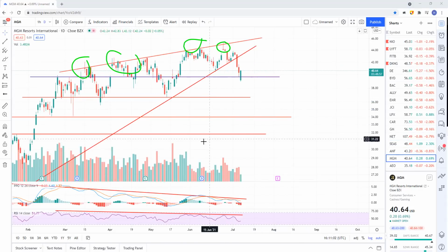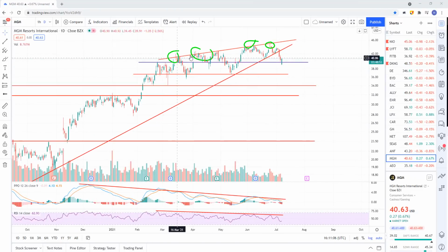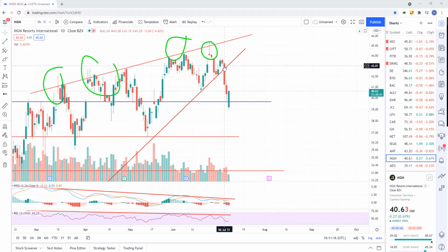And MGM, again, MGM, you have an uptrend line here. We started to put in a bearish rising wedge. Each new high was a divergent high. So I have those divergent highs circled. See the negative divergence there on the RSI and the PPO. You then wait for a break of trend. There's your break of trend.